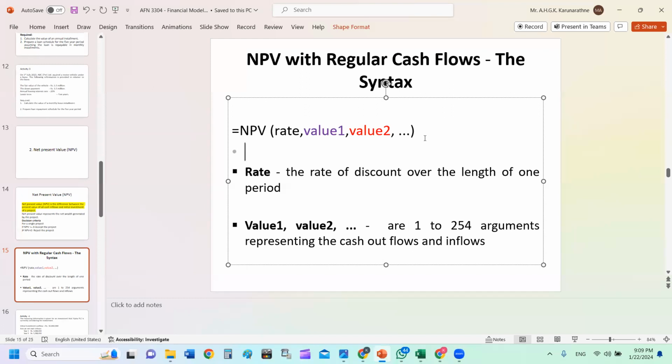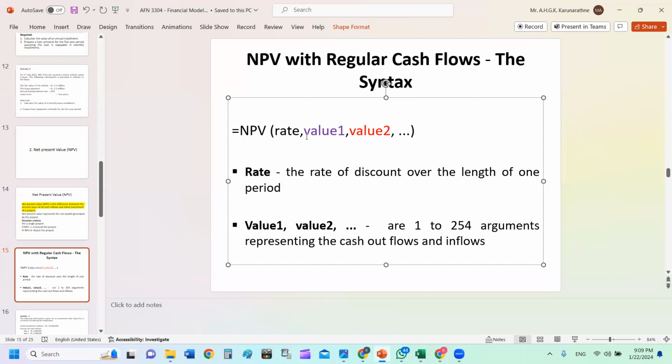Value 1, value 2, value 3 mean the year 1 cash flow, year 2 cash flow, year 3 cash flow, till the end of the project. You need to show the cash flow at the end of year 1. That is value 1. From the end of year 1 till the end of the project life, the cash flow should be highlighted. You should tell Excel the end of year 1 cash flow, the end of year 2 cash flow, and so on till the end of the project life.